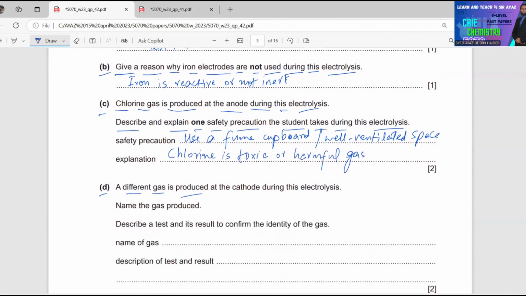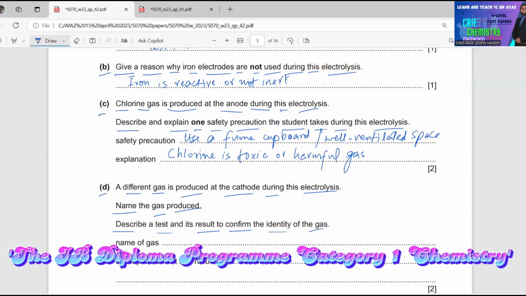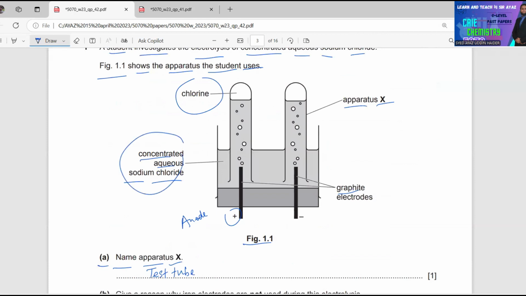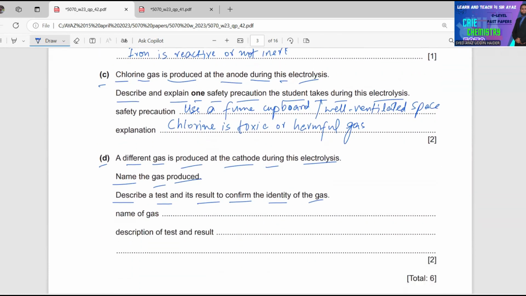D. A different gas is produced at the cathode during this electrolysis. Name the gas produced, describe a test, and its result to confirm the identity of the gas. Now look at the solution. It's of concentrated aqueous sodium chloride, which means you can't get sodium among the ions getting discharged at cathode. So at cathode, it must be H positive ion, because H positive ion is less reactive than sodium.